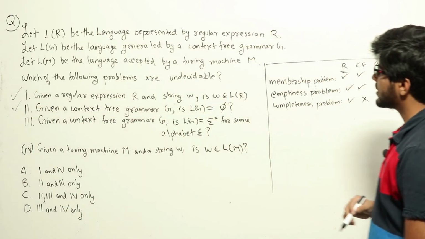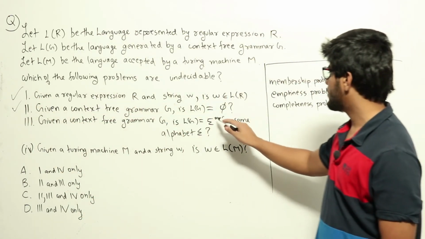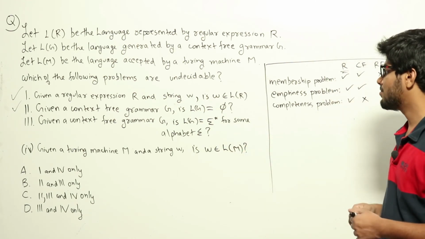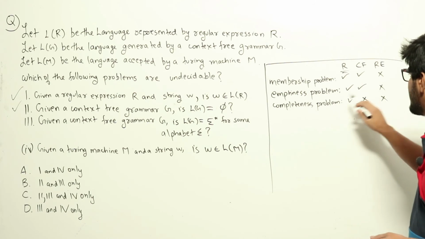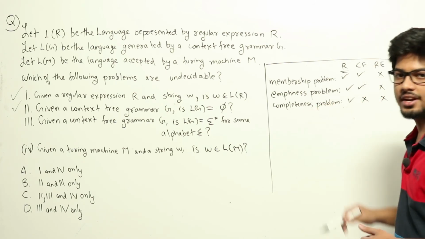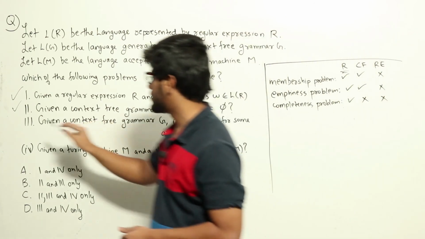3, given a context-free grammar G, is L of G equal to epsilon star for some alphabet epsilon. This is completeness problem for context-free grammar. Now that is, as I have given here, completeness problem for context-free grammar is not decidable. So this is not decidable.